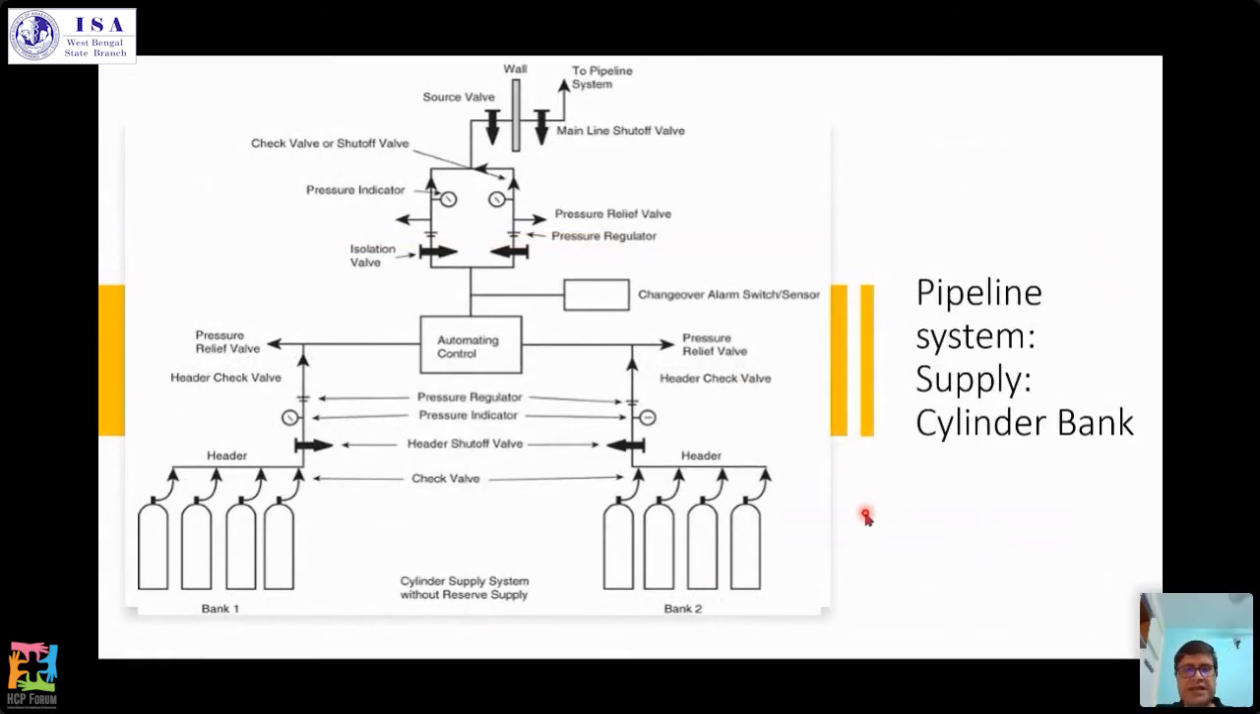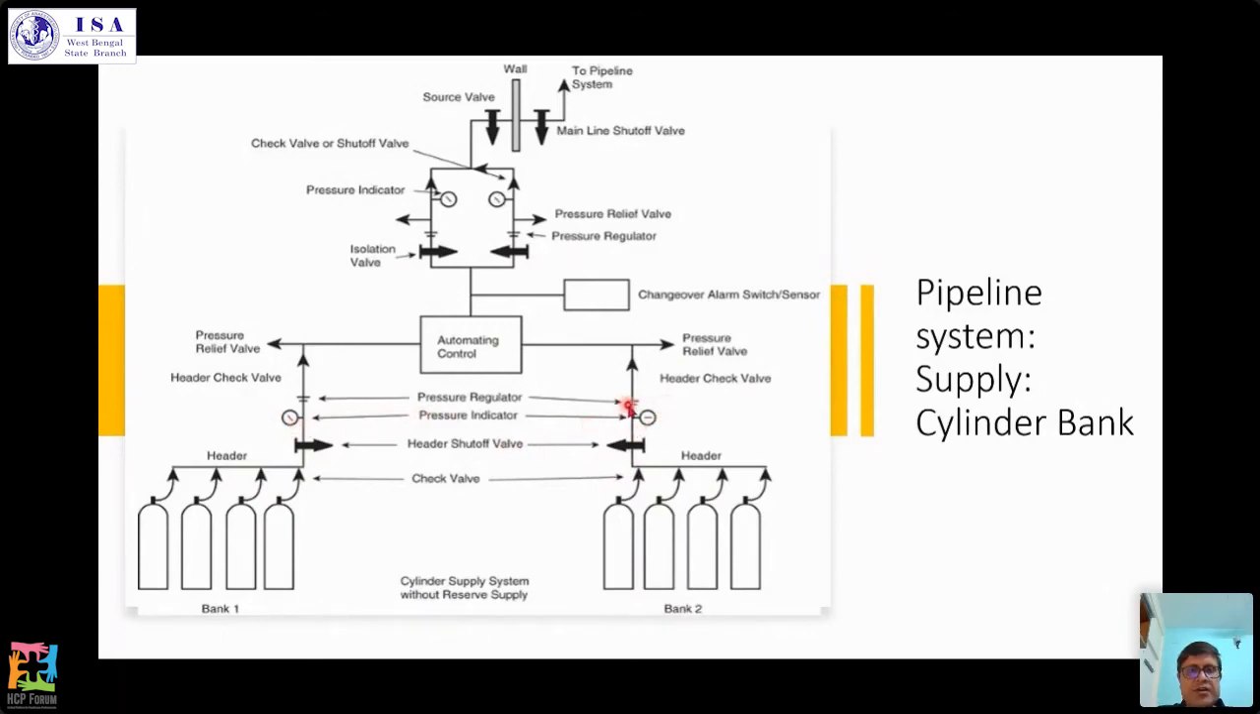Now, this is a schematic of the pipeline supply system. There are two banks of big cylinders. We are not showing a supply with the reserve power supply. What we have here is that they're connected and there are individual shutoff valves which can disconnect this whole cylinder bank from the rest of the system and the hospital pipeline. So if we have to change these cylinders, we'll have to shut this off and change these cylinders.